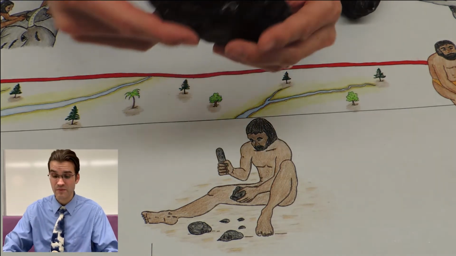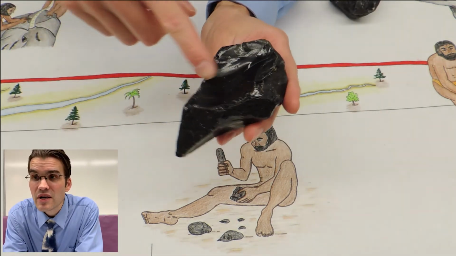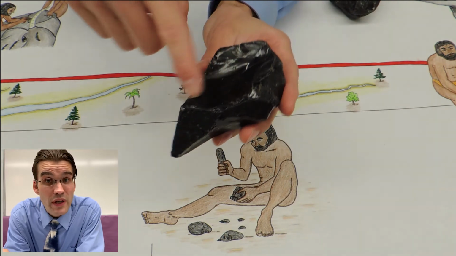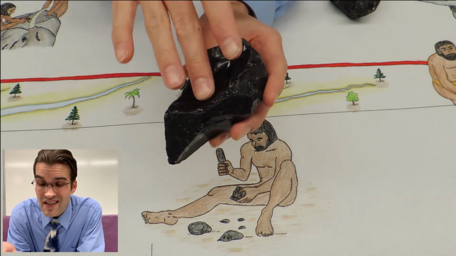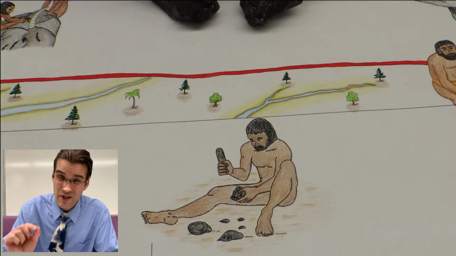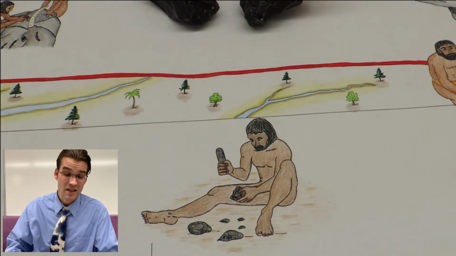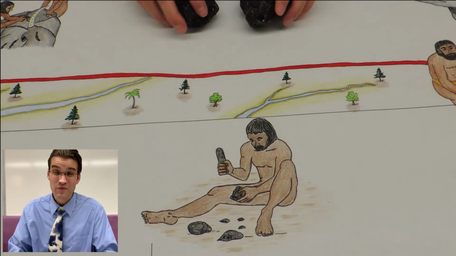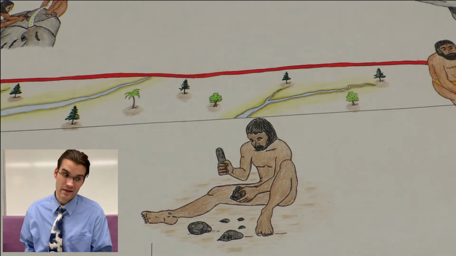They're as sharp as a razor blade. It's pretty amazing. Now, if you look here, here's a piece that actually had some of it broken off. And you can see that it's really shiny. And if I was to smack these together, I could get a sliver of obsidian that would be really sharp. And humans used those for a lot of tools.